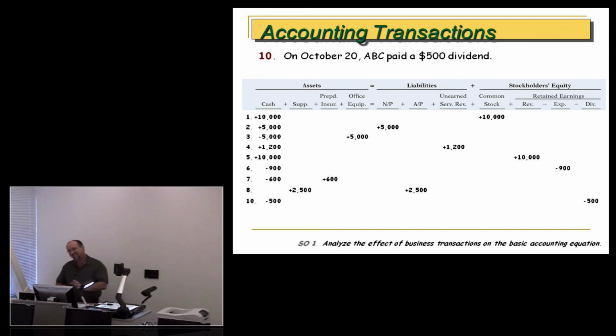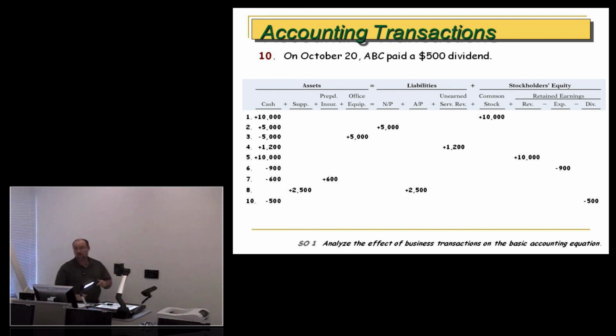So, we're not accounting for the stockholders' personal affairs. We're only accounting for the business. From the business's standpoint, cash decreased by $500, and we know that dividends are a reduction of stockholders' equity. So assets went down, equity went down.